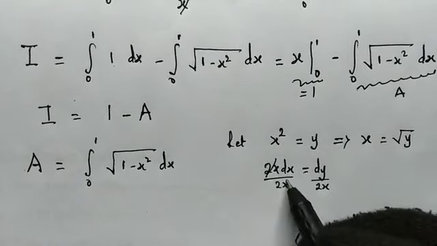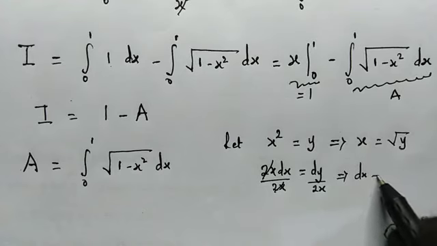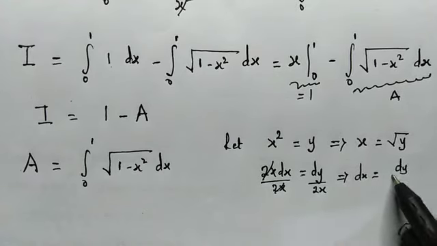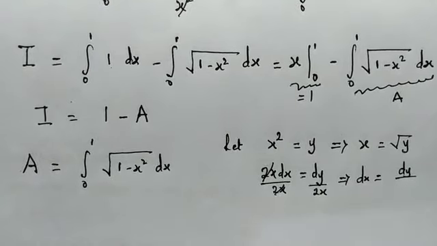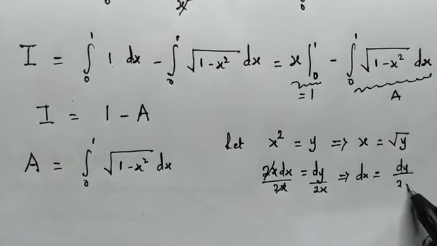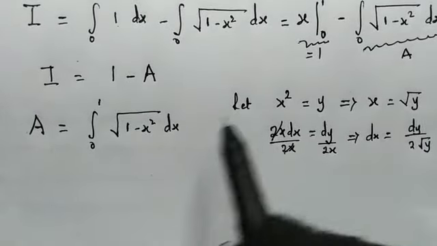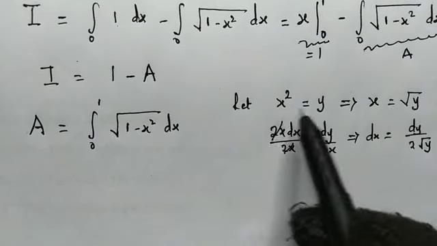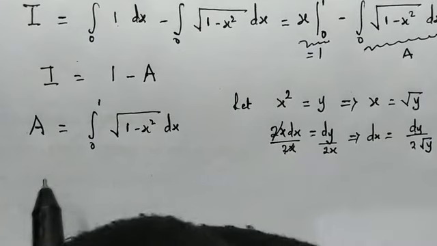So this 2x cancels this 2x. So this implies that dx is equal to dy divided by 2x. Remember, x is equal to root of y, right? So we're going to have 2 times root of y. So our limit will remain the same, right? If x is equal to 0, y is equal to 0. And if x is equal to 1, y is equal to 1 squared, which is 1.